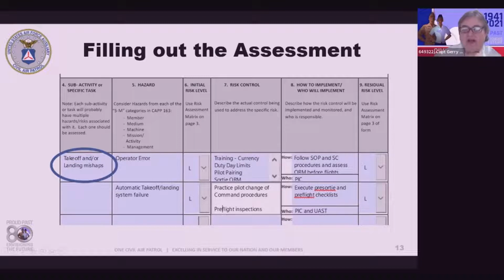So if we take takeoff and landings and we go to operator error, the initial risk is low. How can we control that risk? By training, duty day limits. Does anybody not know what that means?